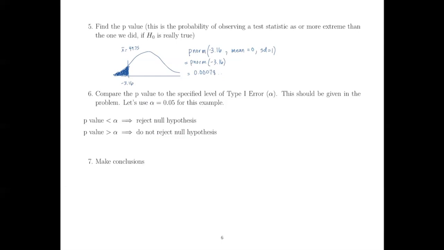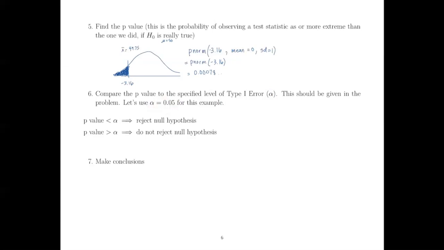Okay, so again, that's the probability of observing a test statistic as or more extreme than what we did if the null hypothesis, and that was in this case that mu is equal to 50, is really true. Now here's where things get interesting. We ask, what's the cutoff value where we're going to say that probability is so small that our original assumption must be wrong? And that's going to be specified by our error rate. I'll sometimes call that alpha. So in this case, we're going to use alpha equal to 0.05.